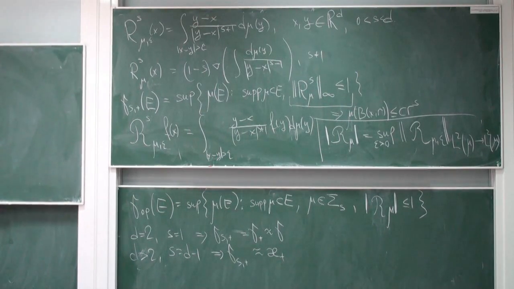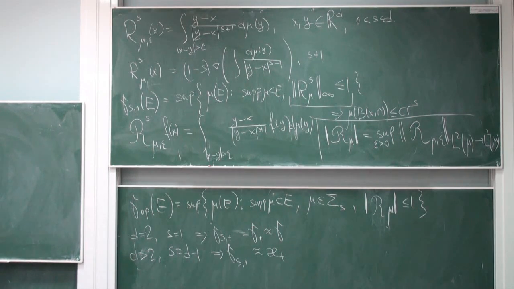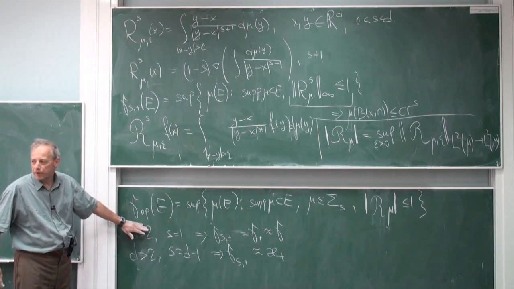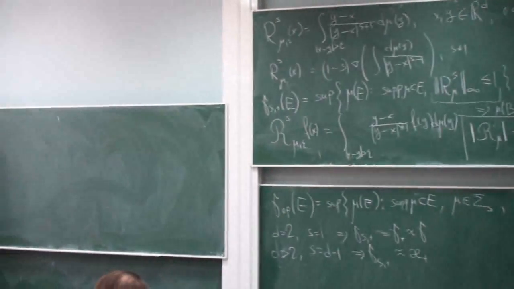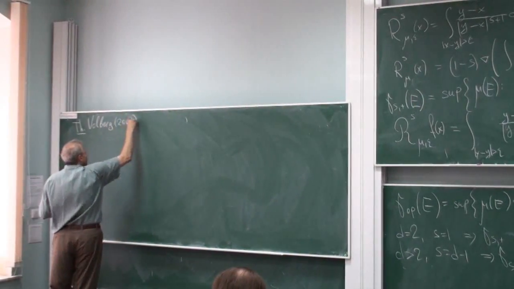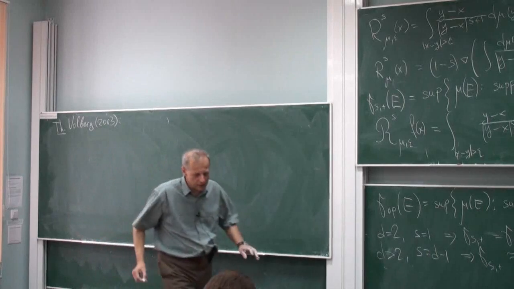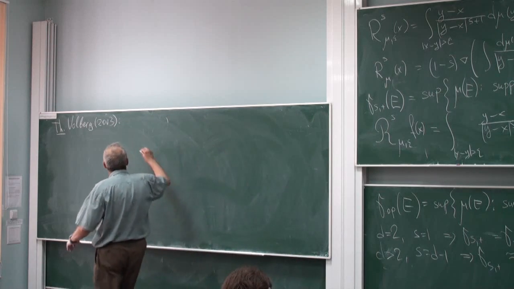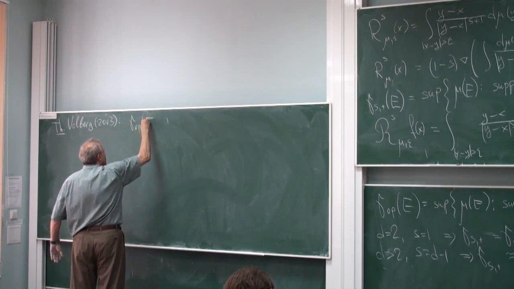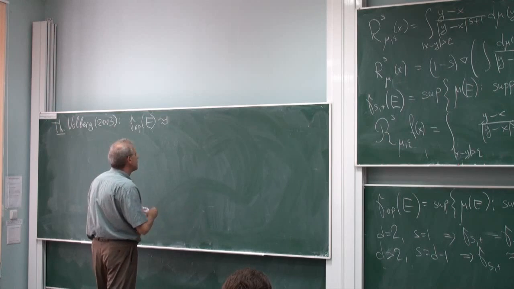In the form I formulated, it was proved by Tolsa in 2003, and the theorem is the following. In fact, these two capacities are comparable. So, theorem: the operator capacity is comparable with gamma s plus.